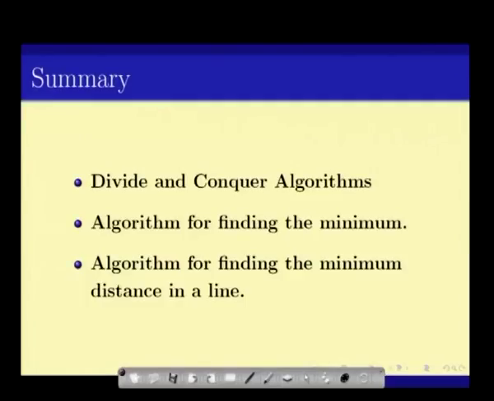To summarize, we have the divide and conquer approach. We have already seen this approach earlier, but today we saw its application even more, to finding the minimum in a set of n elements, and then finding the minimum distance on a line. In the next lecture, we will see much more interesting applications of the divide and conquer approach.